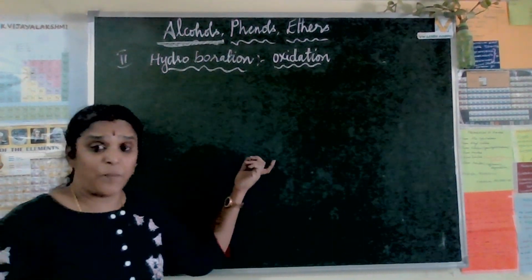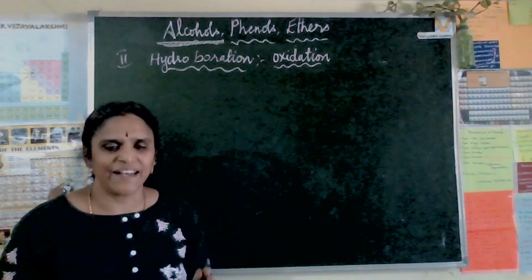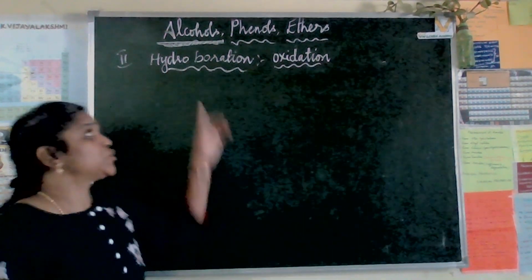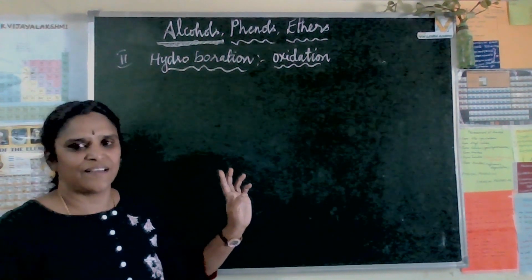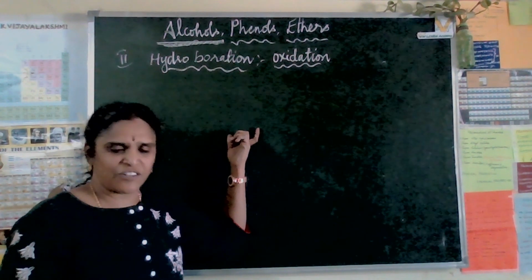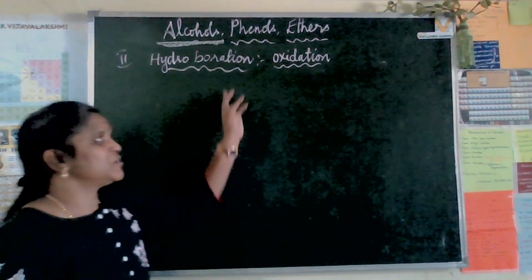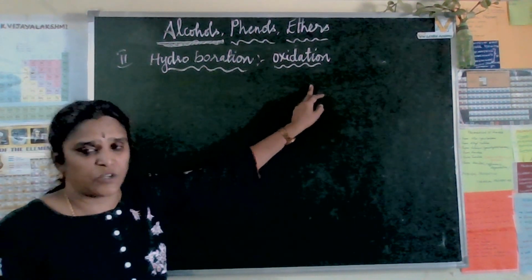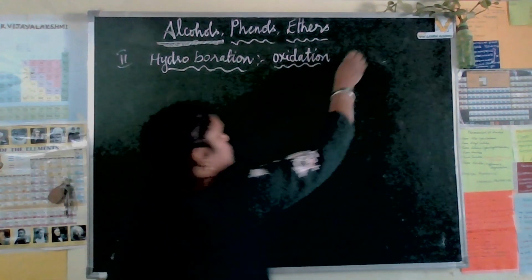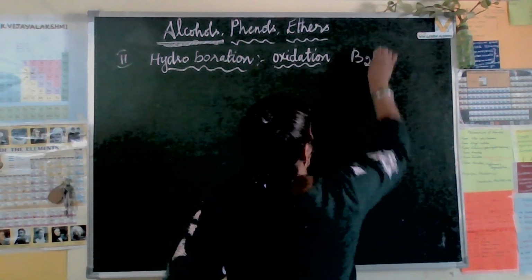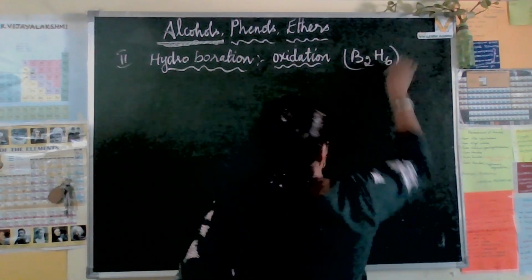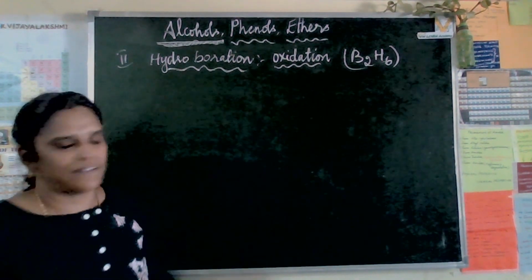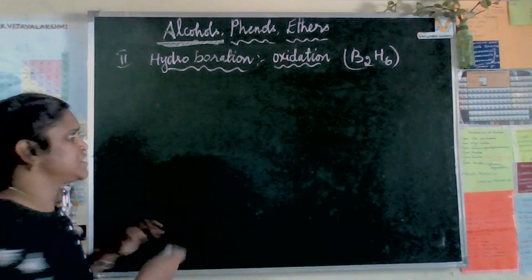Now, one more important question. How do we get alcohol from alkene through hydroboration? It's a very important question and it's very interesting also. It is an oxidation method, you can say. Hydroboration, what is it? B2H6. Actually, this is a diborane. This is an oxidation method.